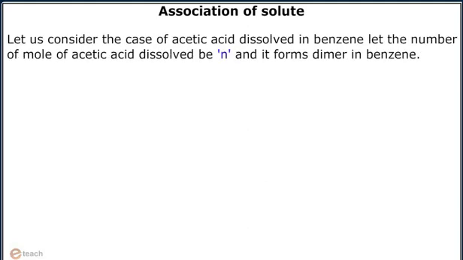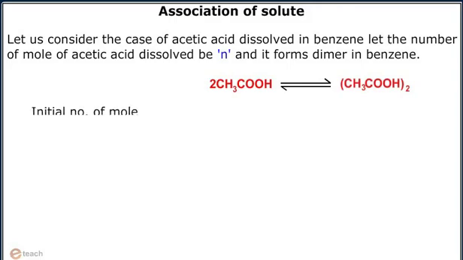Association of solute. Let us consider the case of acetic acid dissolved in benzene. Let the number of moles of acetic acid dissolved be n, and it forms a dimer in benzene. Initial number of moles of CH3COOH is n and that of (CH3COOH)2 is 0. After association, moles of CH3COOH are n(1 minus alpha) and that of (CH3COOH)2 is n alpha by 2.